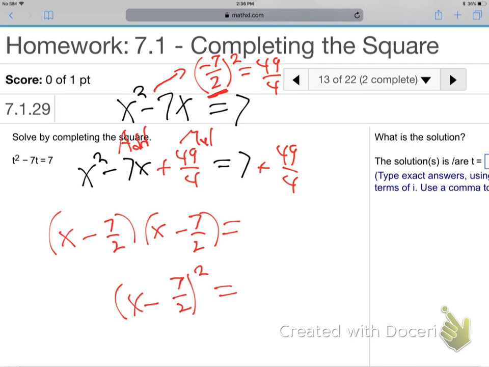Okay, now the right side. What do you do on the right side? You got to add those together. So put the 7/1, and you got to multiply top and bottom by 4 for common denominator. You got to make those denominators the same.